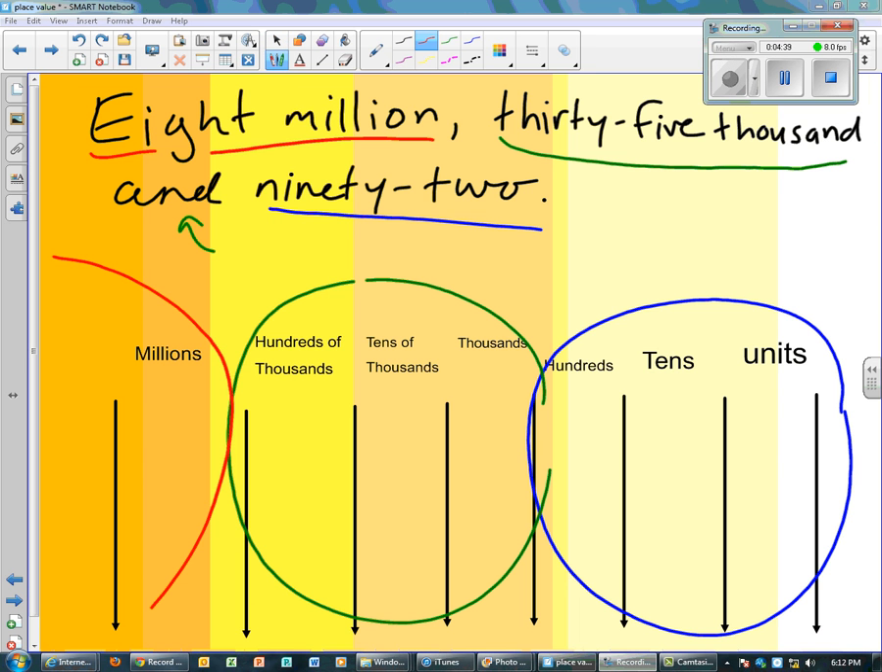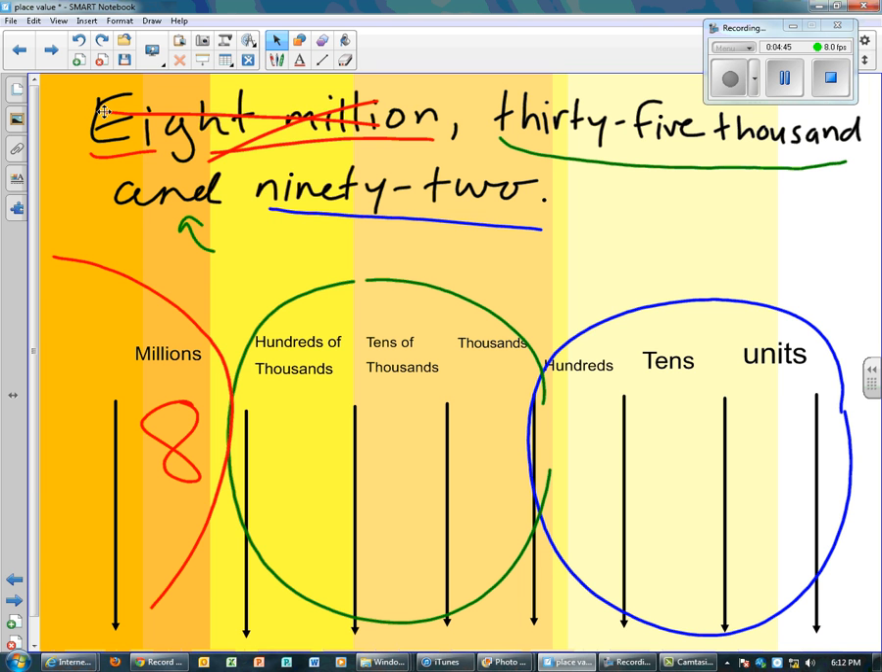Alright, there is 8 million. That's it, so goodbye, and we put the 8 in the million section. Let's go to the thousands section. There is 35,000. Only 35,000. That means there's no hundreds of thousands there. It's not like 635,000. It's just 35,000. So we put a 0 here. And well, there's 3 tens for 30 and there's 5 thousands. So we put that down.